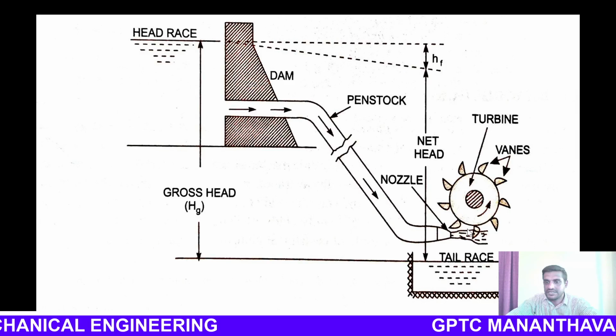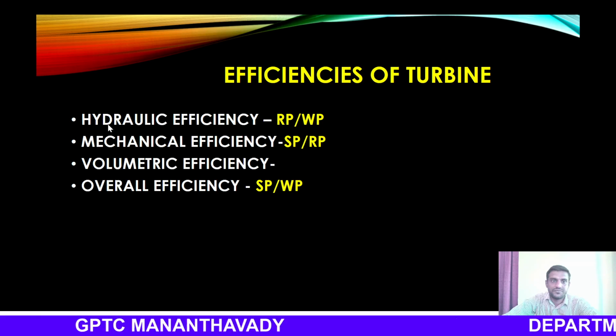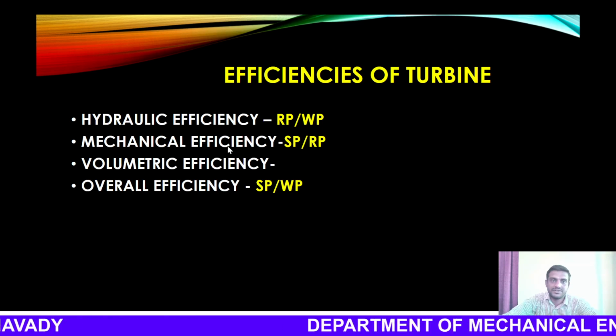So now let's look at the various types of efficiencies of the turbine. Generally there are four types of efficiencies. The first one is hydraulic efficiency, the second is mechanical efficiency, the third is volumetric efficiency, and the fourth is overall efficiency. Now let's discuss each type of efficiency in detail. Let's understand what we mean by these efficiencies.